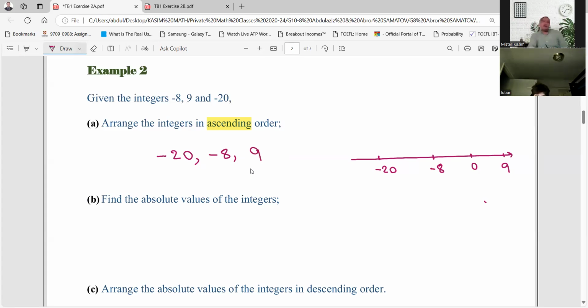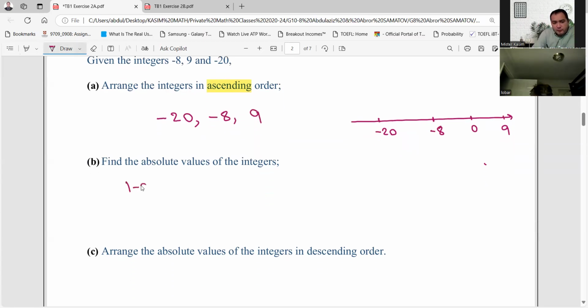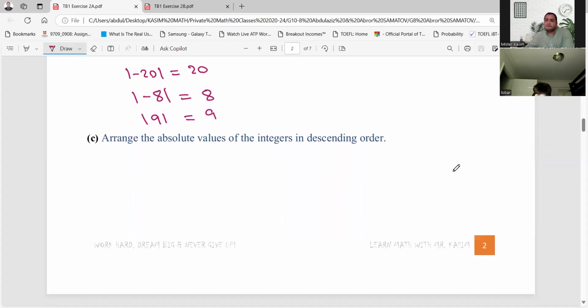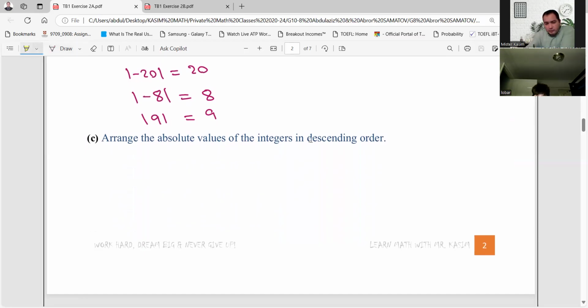Okay? Now it says find the absolute value of the integers. So what is the absolute value of negative 20? It is 20. What is the absolute value of negative 8? 8. And what is the absolute value of 9? 9. Read question C. Arrange the absolute values of the integers in descending order. Descending means from the largest to the smallest. Arrange the absolute values of these integers in descending order.